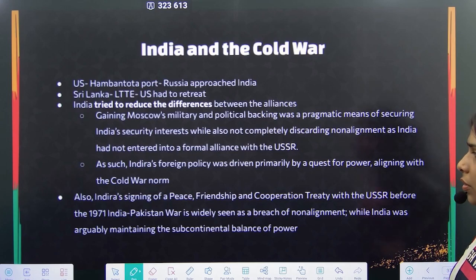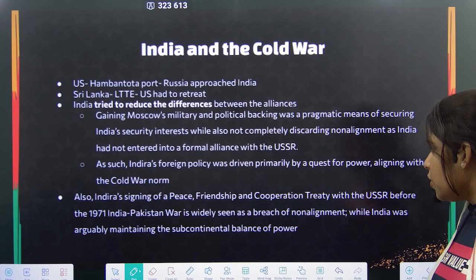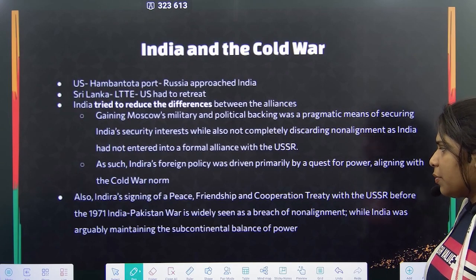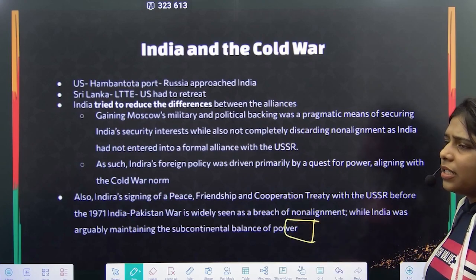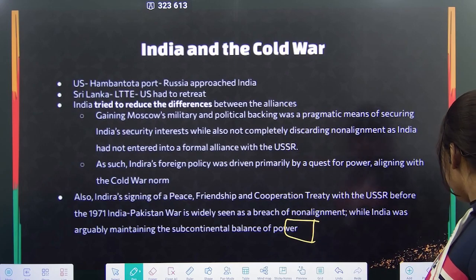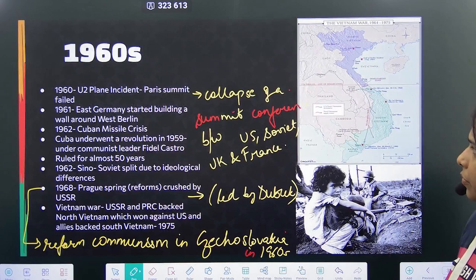But then, even we see a signing of a peace treaty with USSR before the Indo-Pak War of 1971. So we see that this particular treaty is again a breach of what India said, that it's not going to align. But Indira Gandhi said that this was just to maintain a balance of power. And it's a peace treaty. It's not like we are saying, oh, we are going to help you out throughout. No. So this was a situation going on over here.